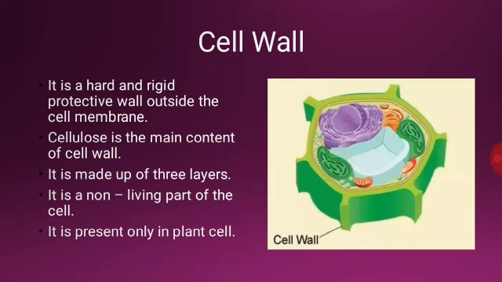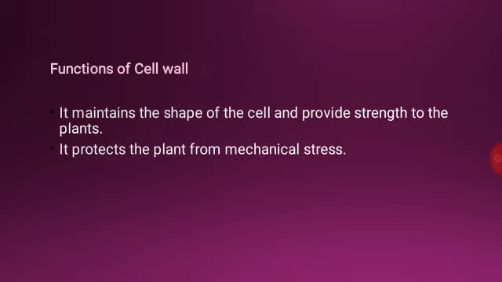It is mainly composed of cellulose and is made up of three layers. It is the non-living part of the plant and is only present in plant cell. Functions of cell wall: it maintains shape of the cell and provides strength to plants. It protects the plant from mechanical stress.